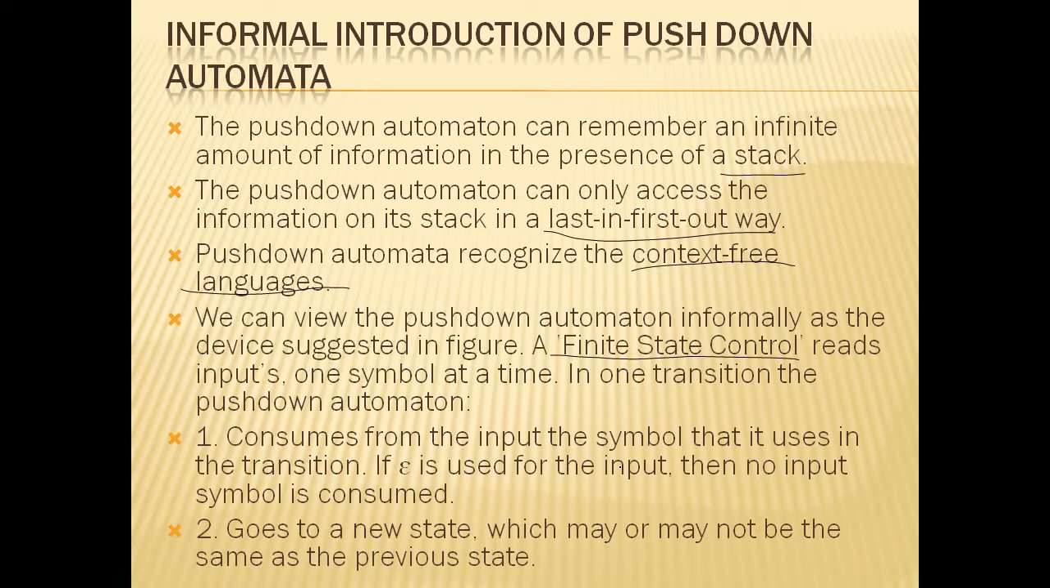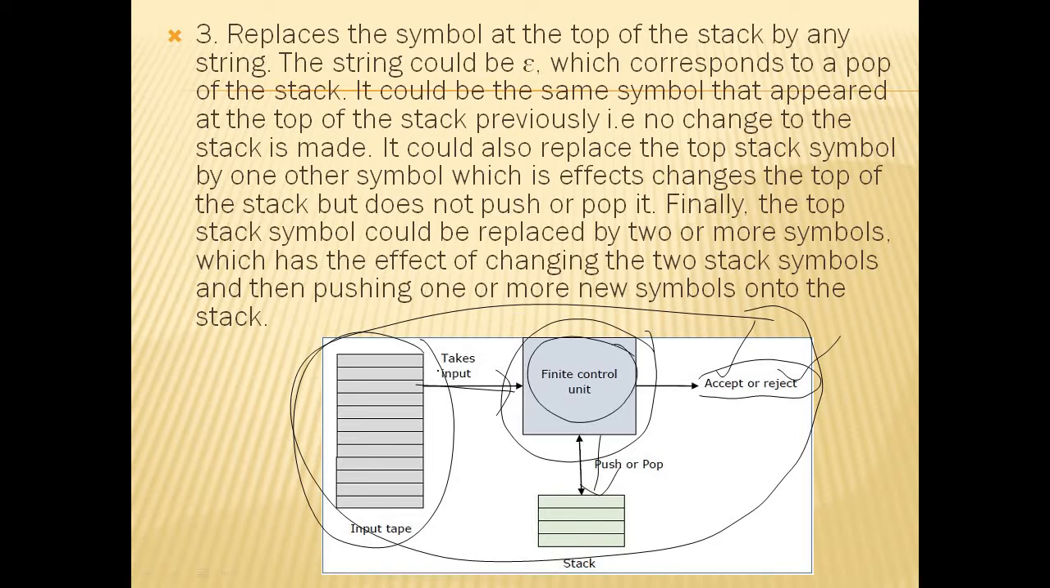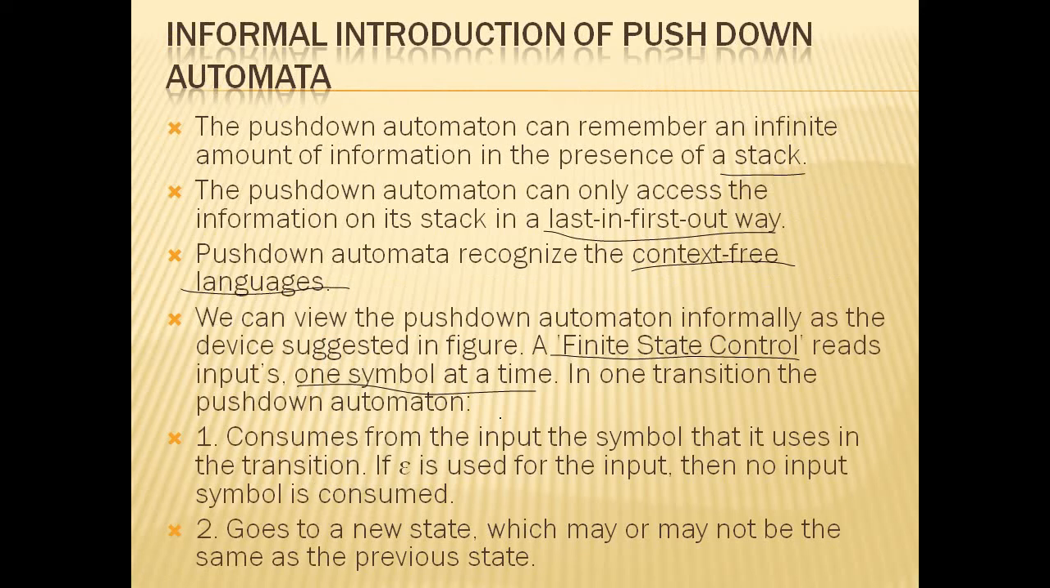Here we have a finite state control. It reads the input one symbol at a time. This is the finite state control. It reads a single input from the input tape. Once it is processed, it goes for another input. So it consumes from the input the symbol that it uses in the transition. If epsilon is used for input, then no input symbol is consumed. Every input symbol it consumes is taken from the input tape and stored in the stack. And if the retrieved string is epsilon, then there is no process, and it goes to the new state, which may or may not be the same as the previous state.